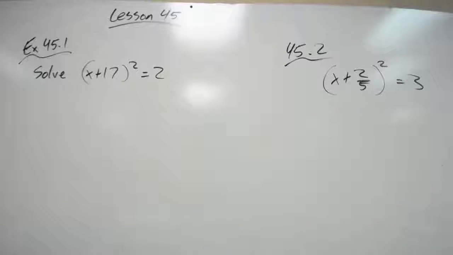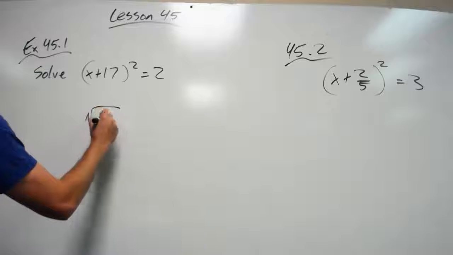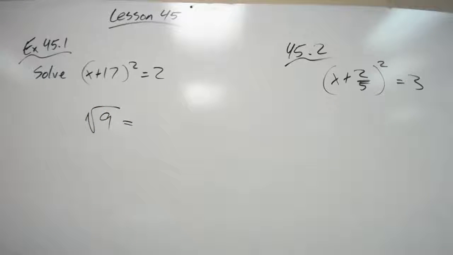Let's look at lesson 45. Short lesson. There's only 2 example problems we'll actually do. But if you have square root of 9, let's take a deeper look at this. If you have square root of 9, generally we say it's positive 3.